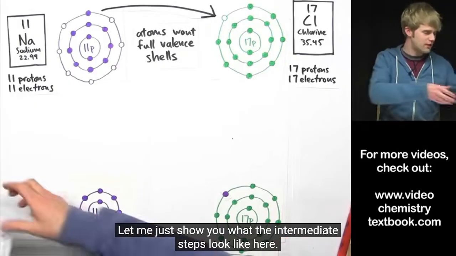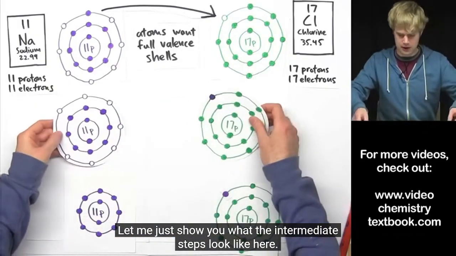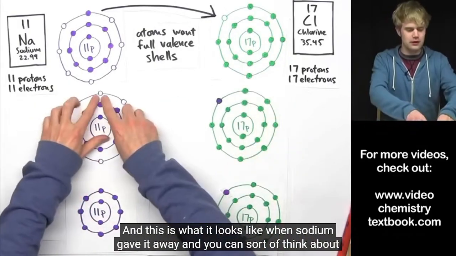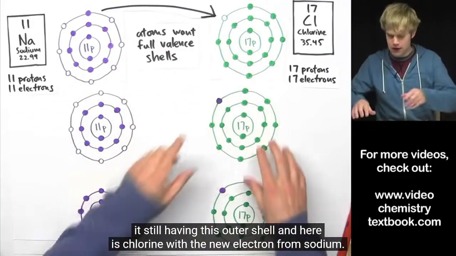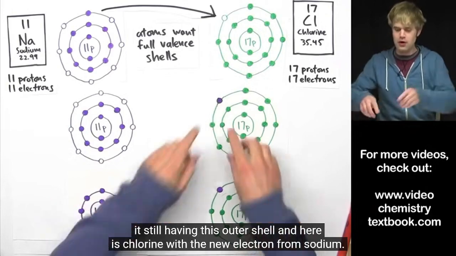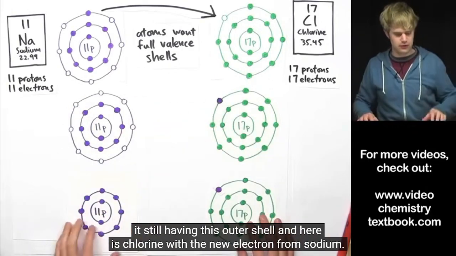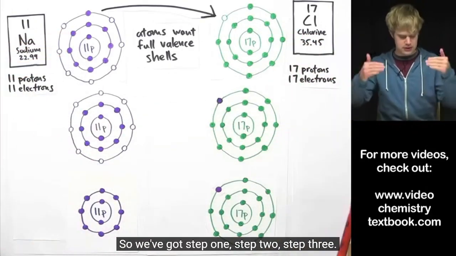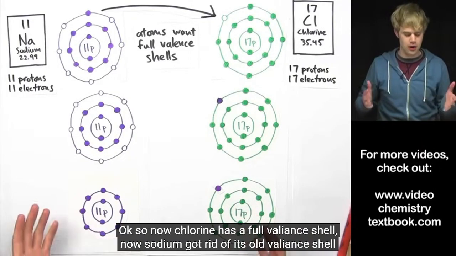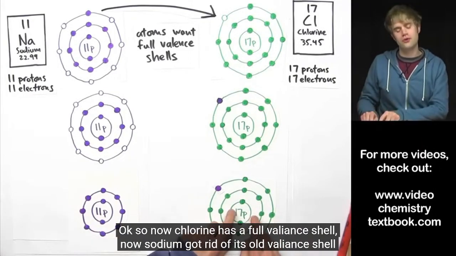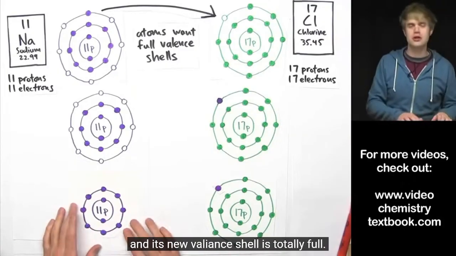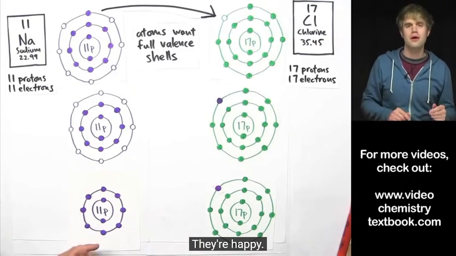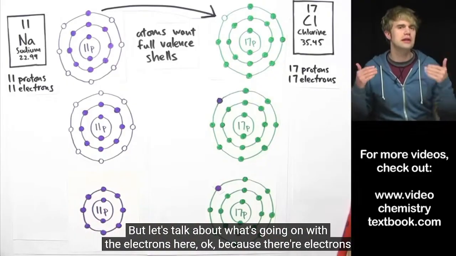Let me just show you what the intermediate steps look like here. This is what it looks like when sodium gave it away, and we can think about it still having this outer shell. And here is chlorine with the new electron from sodium. So we've got step 1, step 2, step 3. Now chlorine has a full valence shell. Sodium got rid of its old valence shell, and its new valence shell is totally full. They're happy.